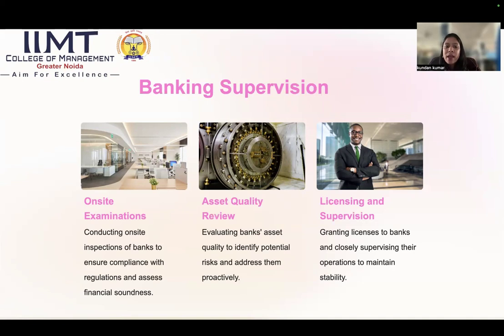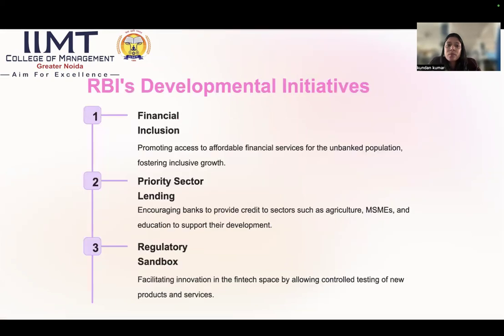Second one is asset quality review. RBI evaluates banks' asset quality to identify potential risks and address them proactively. Third one is licensing and supervision. RBI grants licenses to banks and closely supervises their operations to maintain stability.